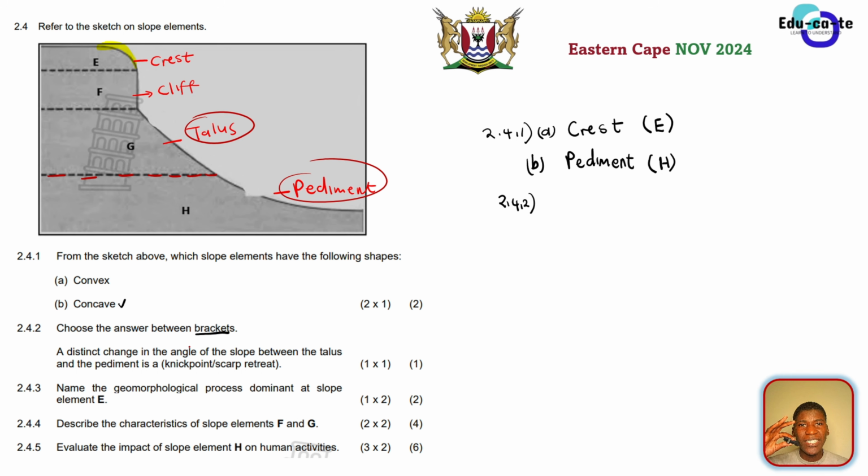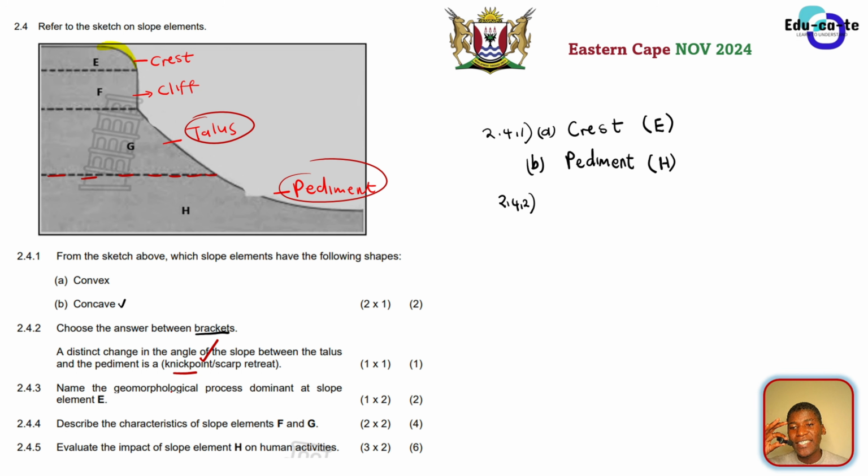So let's not get into the mathematics of the angle and whatnot. Just know that a nick point is the point where the talus and the pediment meet. So in this case, the answer is going to be nick point. So our answer here is nick point.